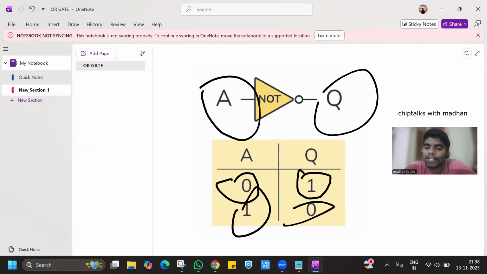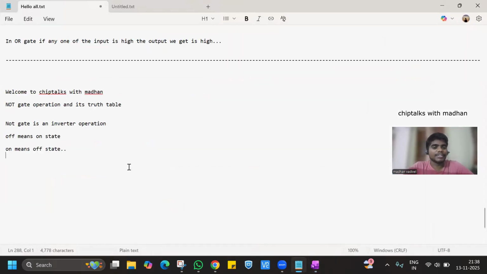NOT gate is also called an inverter gate. We can write, NOT gate also called as inverter gate. NOT gates are used in most of the circuits, in digital circuits, because it is an inverter gate. For example, we are using it in many digital circuits. In digital, NOT gate plays an important role compared to AND and OR.